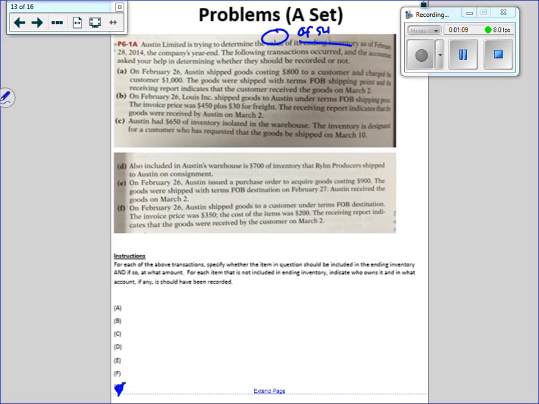On February 26th, so toward the end of the month, Austin shipped goods costing $800 to a customer and charged the customer $1,000. So revenue was $1,000, COGS was $800. The goods were shipped with terms FOB shipping point, and the receiving report indicates the customer received them on March 2nd. Are they part of our ending inventory or not? Sale was recorded on the 26th.